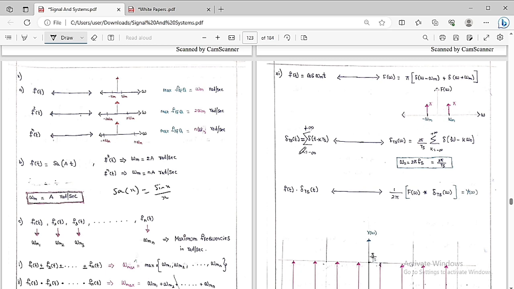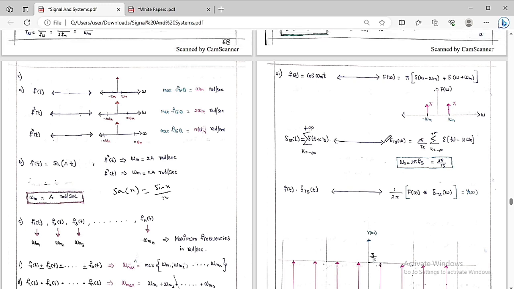Suppose delta Ts of t is the periodic impulse train, which is the sum over k equal to minus infinity to plus infinity of delta of t minus kTs. So this is an impulse train of period Ts. If you try to find the Fourier transform of this periodic signal, I have already told you, delta Ts of omega is omega naught, where omega naught is 2 pi by Ts, that is 2 pi fs, into the sum over k equal to minus infinity to plus infinity of delta of omega minus k omega naught, where omega naught is equal to 2 pi fs, or 2 pi by Ts. I have told you this so many times.